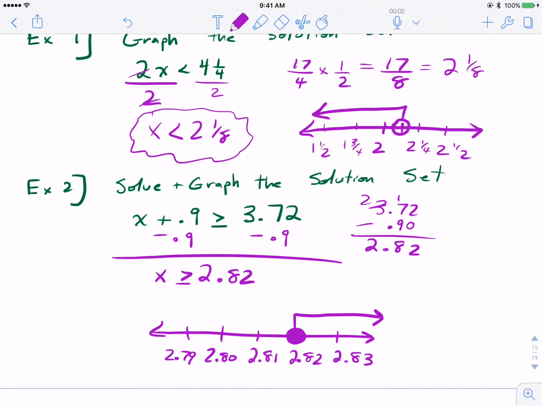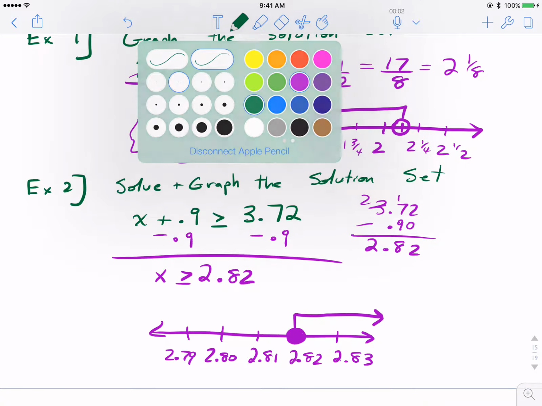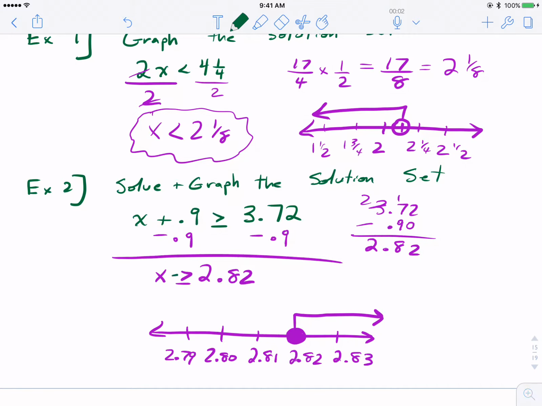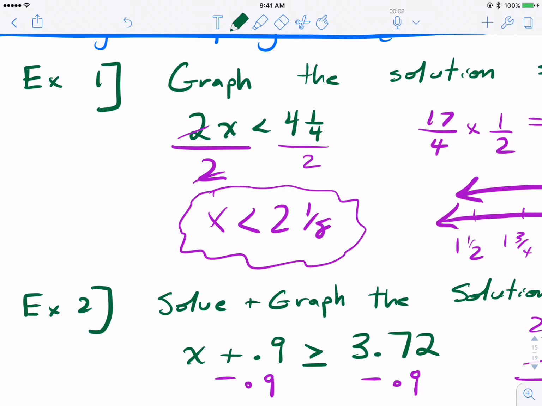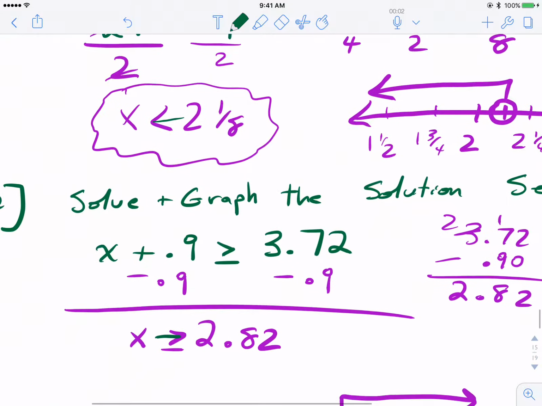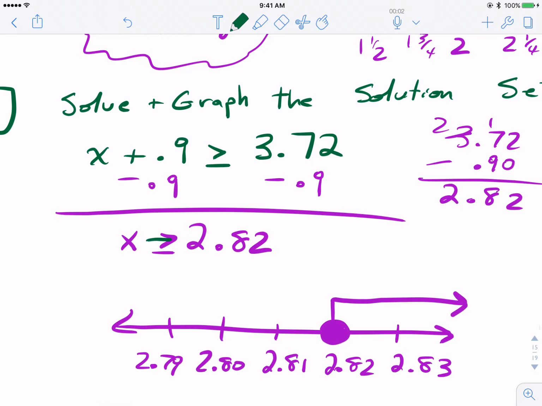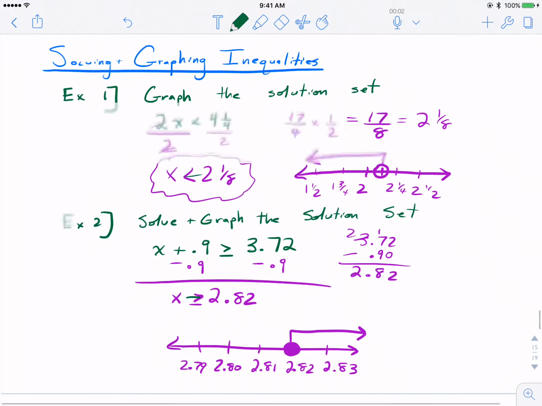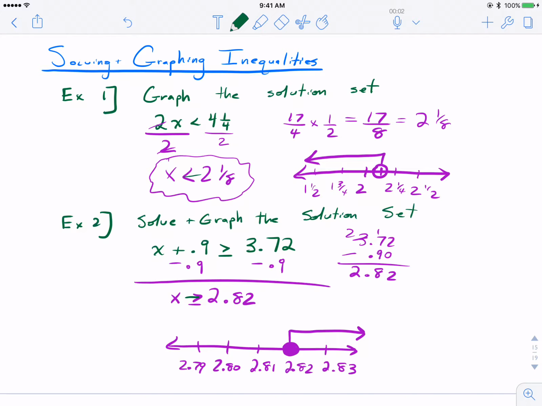A quick little trick, if your variable is written on the left, you can simply think of it as like an arrow pointing. So for number 2, it's an arrow pointing to the right. If you look back at number 1, we could think of it as like an arrow pointing to the left. And if you look at our answer, that little trick works only when the variable is on the left, which is how we traditionally write things in a standard notation.